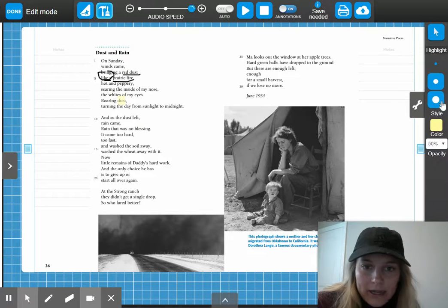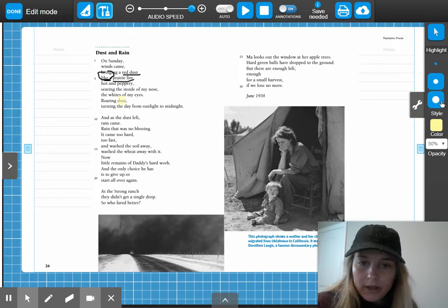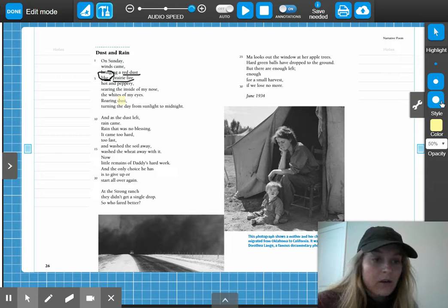And as the dust left, rain came. Rain, that was no blessing. It came too hard, too fast, and washed the soil away, washed the wheat away with it. Now, little remains of Daddy's hard work. And the only choice he has is to give up or start all over again.